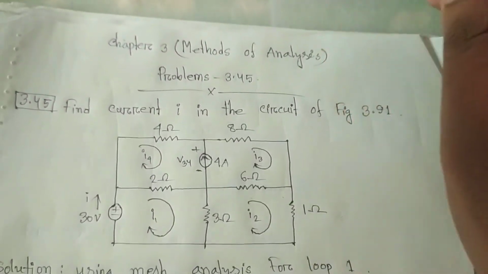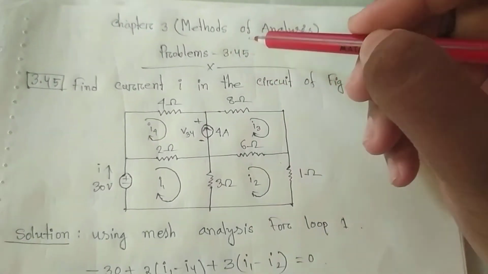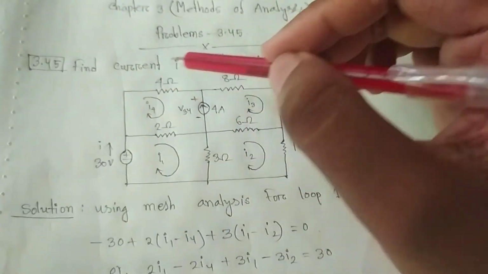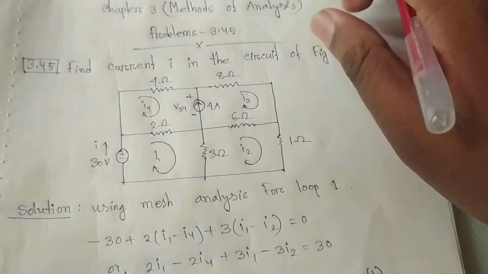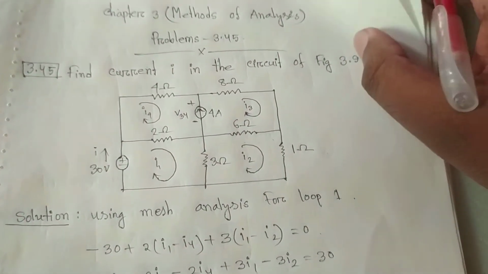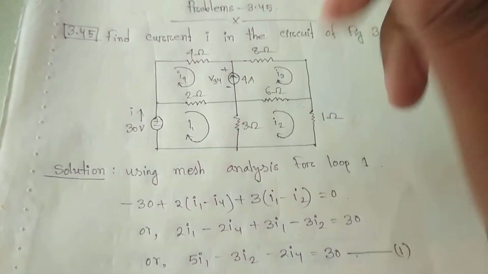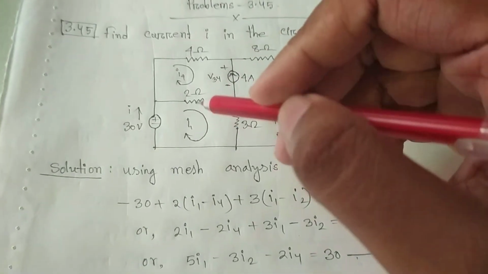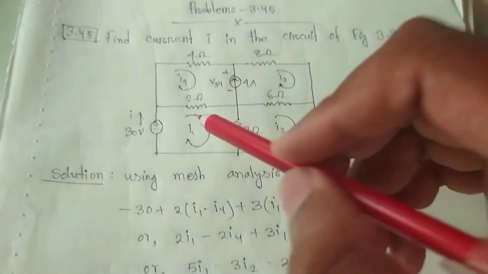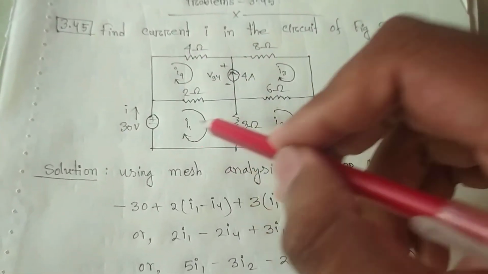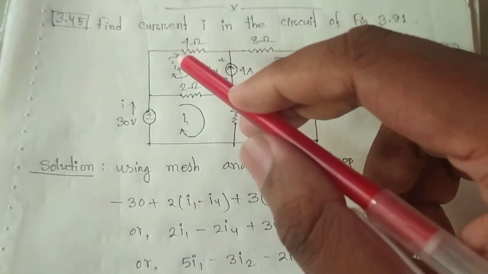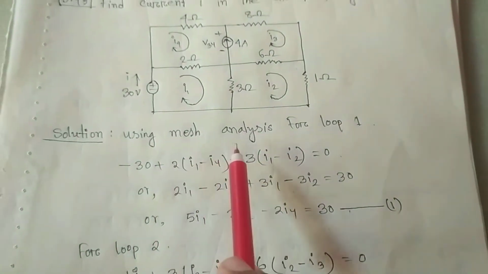Chapter 3 Method of Analysis, Problem 3.45. Find current I in the circuit of figure 3.91. First we choose four loop currents I1, I2, I3 and I4: loop 1, loop 2, loop 3 and loop 4. Solution using mesh analysis for loop 1.